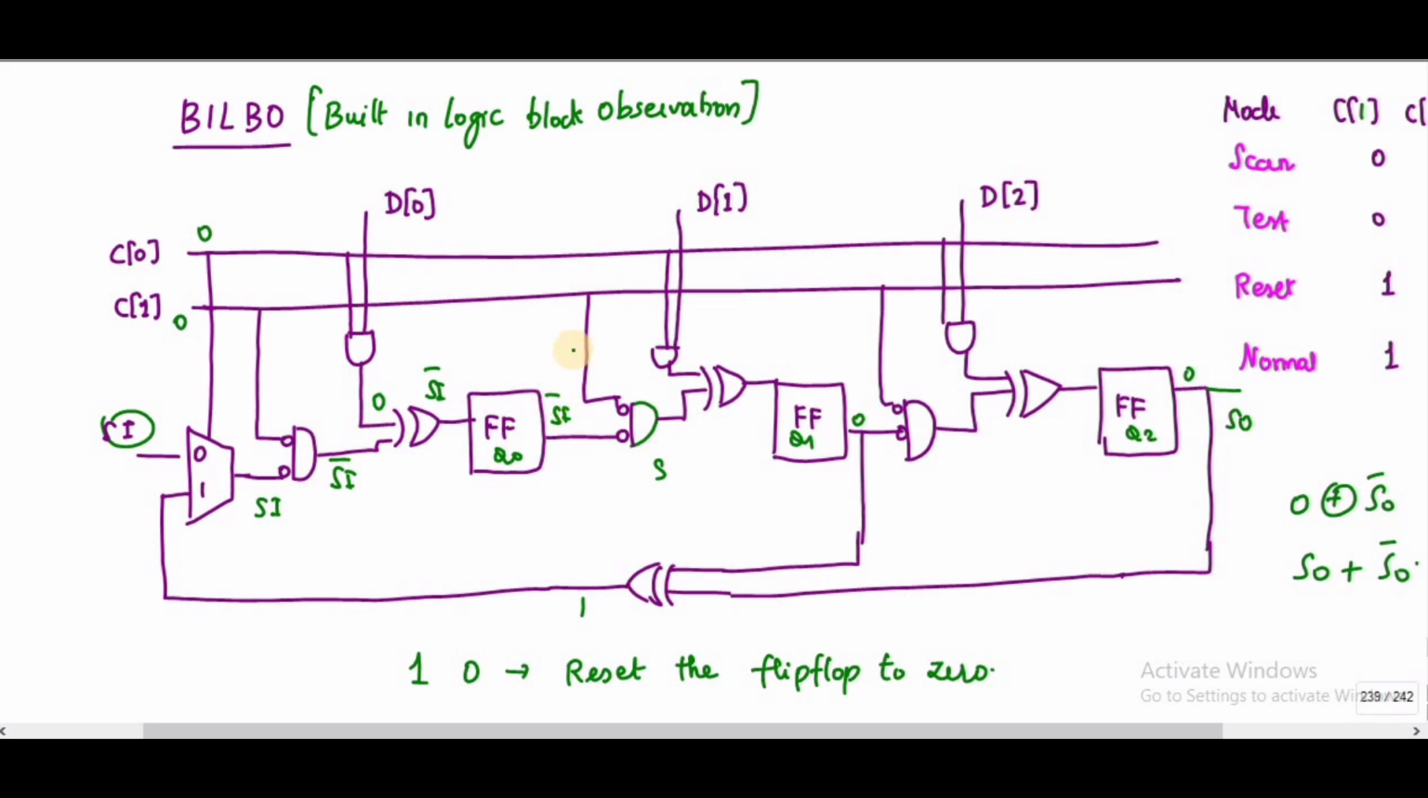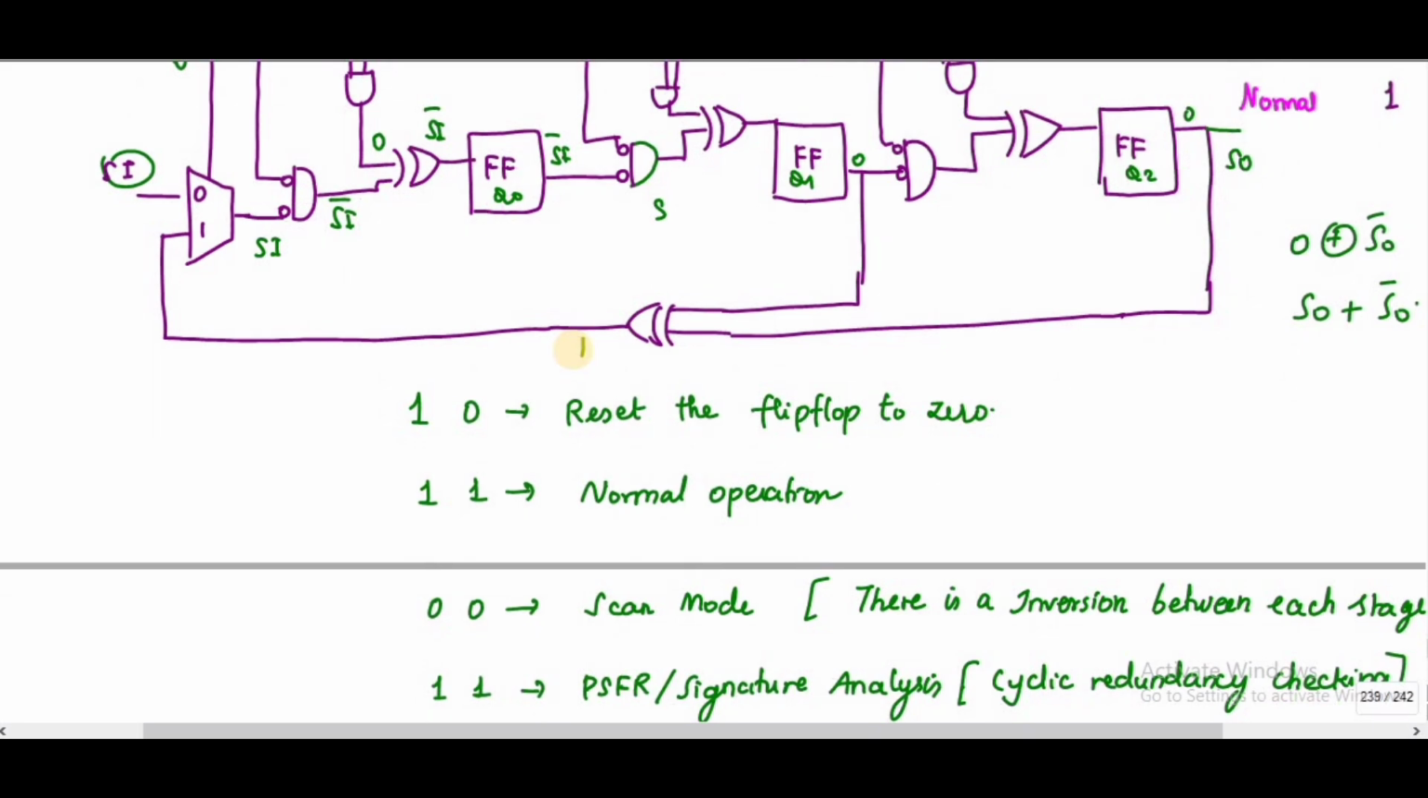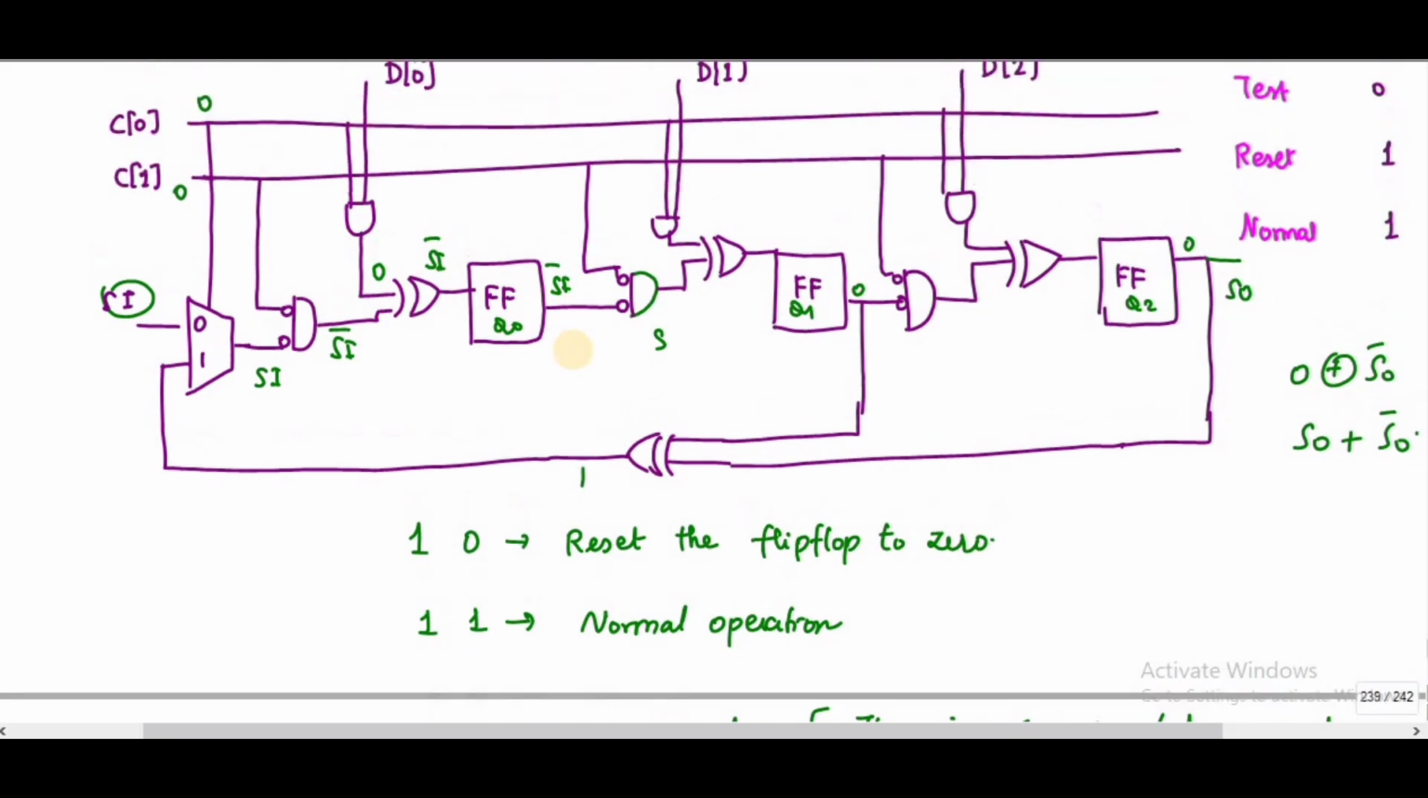So whenever I give 0 0, there is an inversion between each stage. So the flip flops will be configured as a 3-bit shift register between SI and SO, and there is an inversion between each stage. So whenever I select the test mode, that is 0 1, okay, the register will behave as a PRSG or signature analysis.